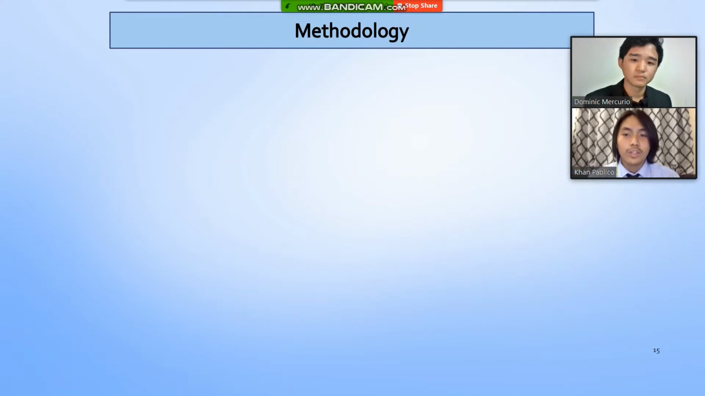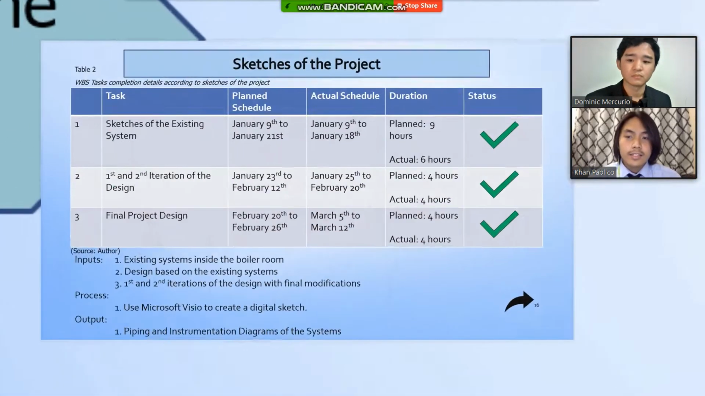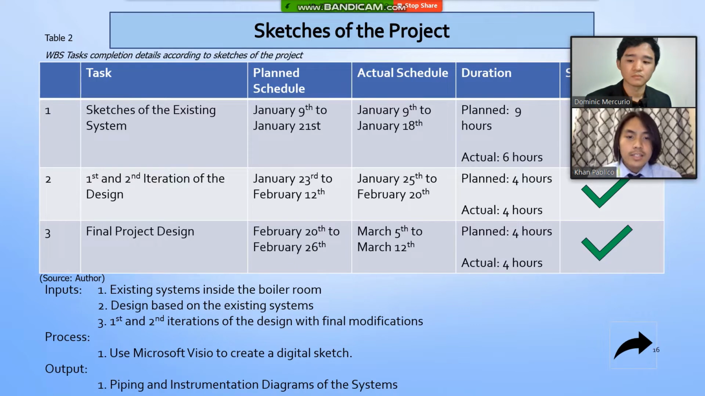For our methodology, we divided our project into six parts. The first is to sketch the project. In this, we looked at all the existing systems inside the boiler room, which are a boiler and the steam turbine, and our project is based on the existing system. For our project, we took two iterations of the design, and with all of the sketches, we used software called Microsoft Visio to provide a piping and instrumentation diagram, which is also known as P&ID.